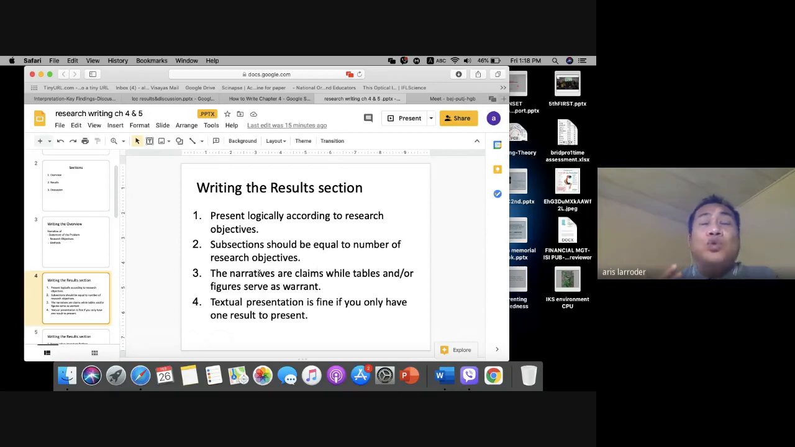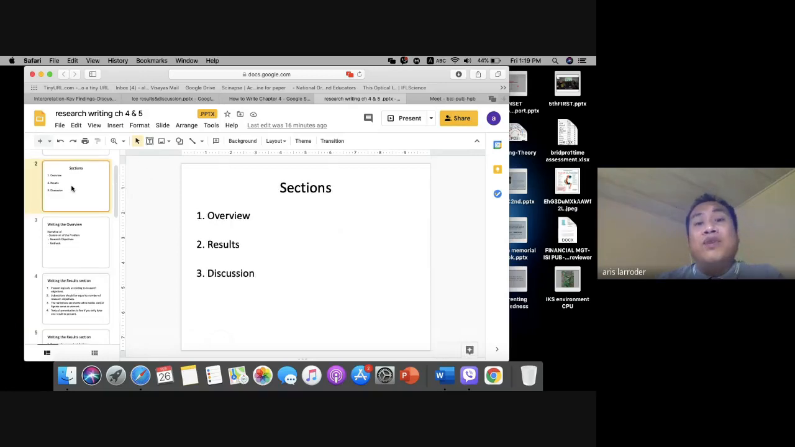However, you don't have to rewrite your research objectives as your subsection. For instance, if your first research objective is to measure the pH of something, then the subsection can be written as pH measurements. Anyway, the research objectives are already provided in the overview.